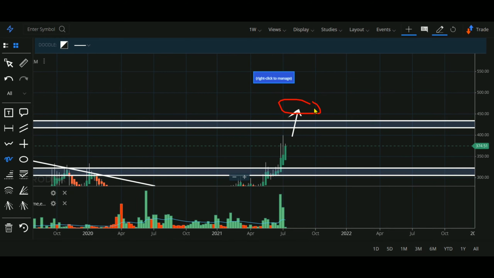Again, the disclaimer is that this is not a buy or sell recommendation from my side. I am just educating you guys on how to analyze a stock.